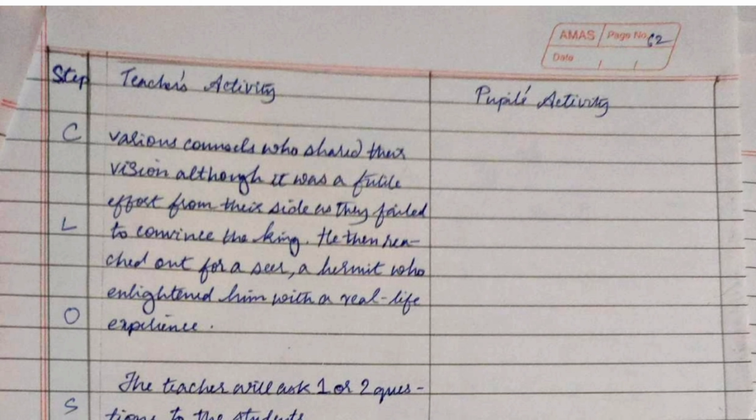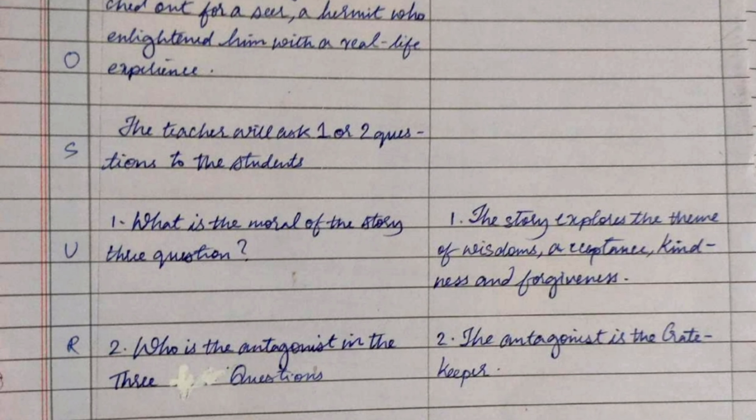The next paragraph on the teacher's activity. The teacher will ask one or two questions to the students. The first question, what is the moral of the story? The answer is, the story explores the theme of wisdom, acceptance, kindness, and forgiveness. Question 2, who is the antagonist in the story? The answer is, the antagonist is the gatekeeper.